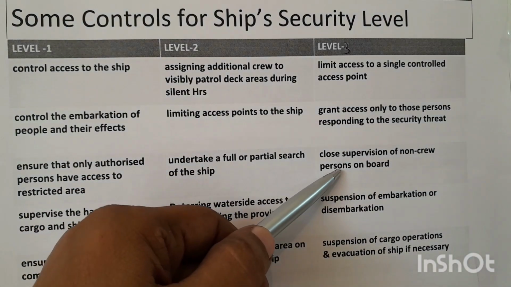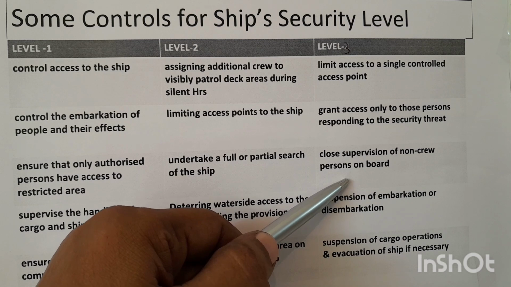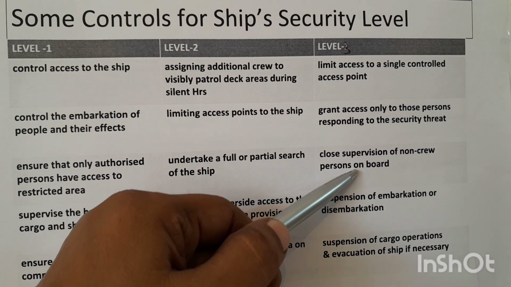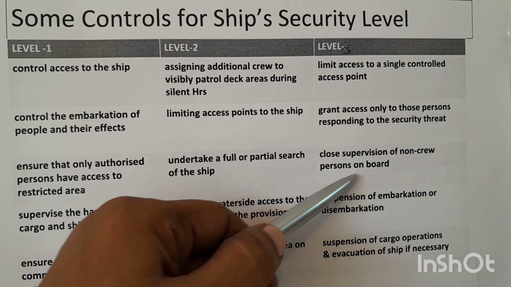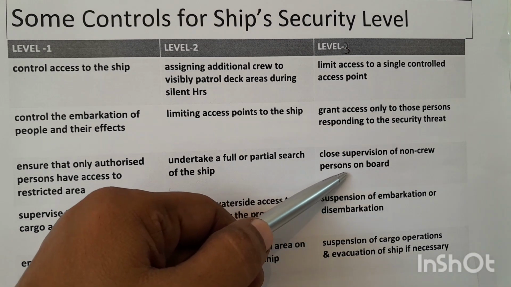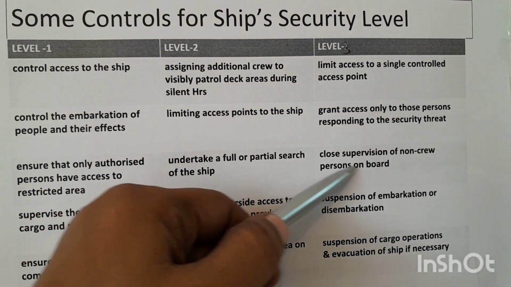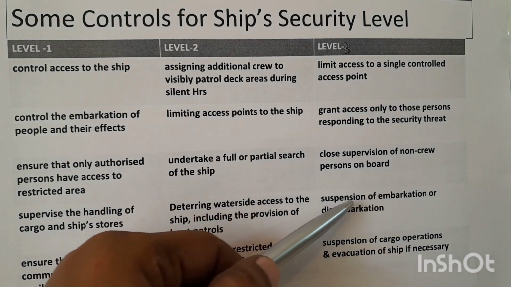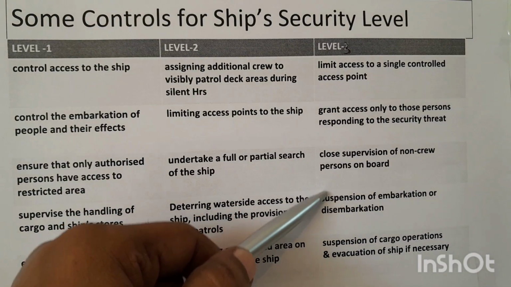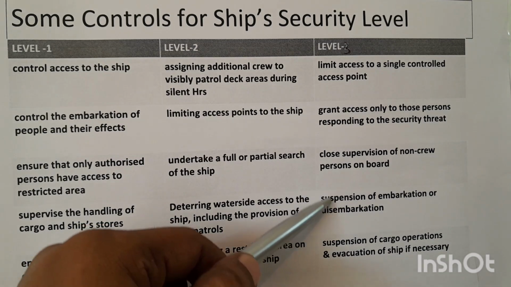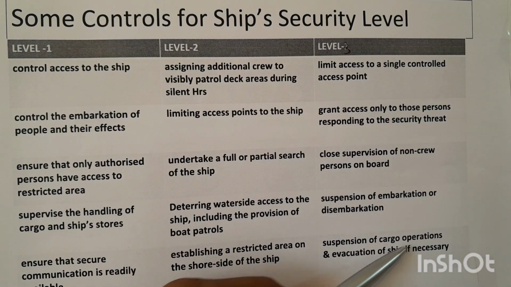Close supervision of non-crew persons. A person who is not crew, not part of the crew, like let us say some labor is working there from the beginning, some people have come for maintenance of some equipment. So there should be close supervision on their activity. Suspension of embarkation, disembarkation. People should not be allowed to enter. People should not be allowed to go out. Suspension of cargo operation and evacuation of ship if necessary. No cargo operation to take place during level 3, and if required, the ship should be ready to sail out. That is all the different 3 levels of security at ship.